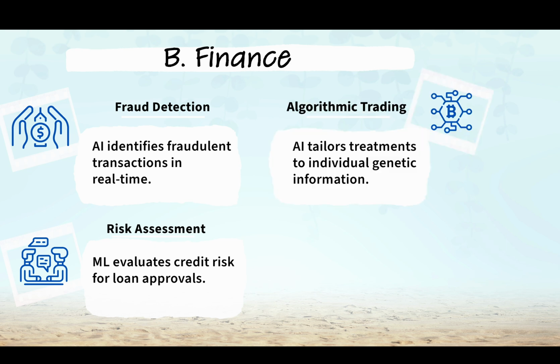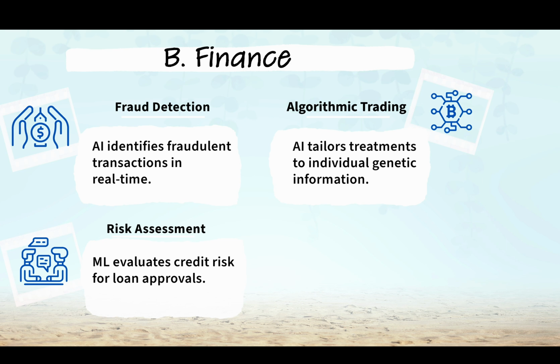Risk assessment. Machine learning algorithms assess credit risk by analyzing a borrower's financial history, income, and other factors. This allows banks and lending institutions to make more informed and accurate decisions when approving loans, minimizing the risk of defaults. Algorithmic trading. AI models are used in algorithmic trading to make trading decisions based on predictive models.